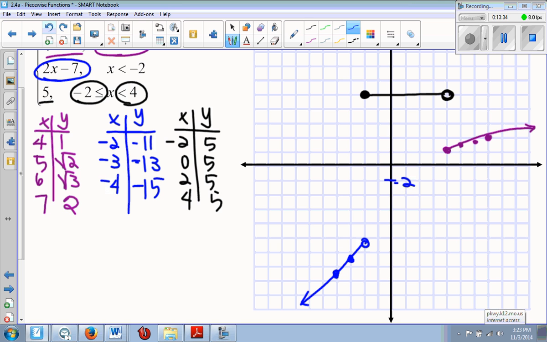It's got 3 separate pieces. If I drew a vertical line through the x value of 4, it would hit the purple but pass through the black. If I drew a vertical line at -2, it would hit the black and pass through the blue. So my equations still make a function.